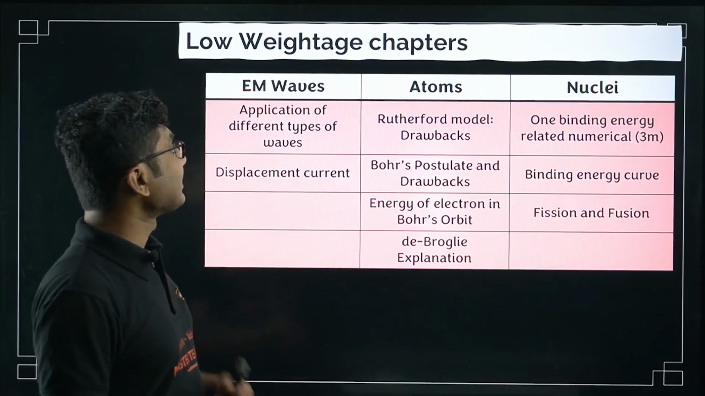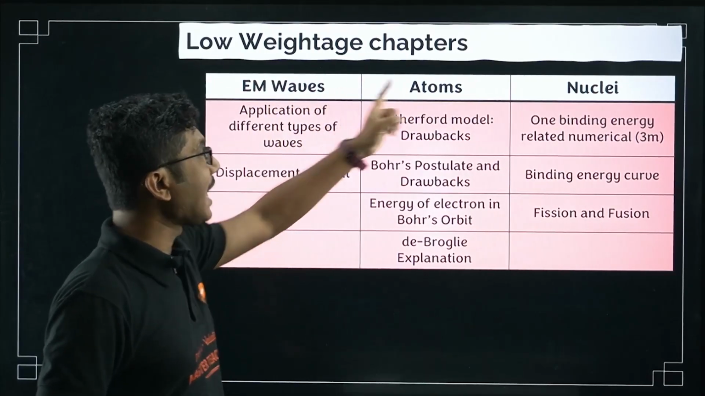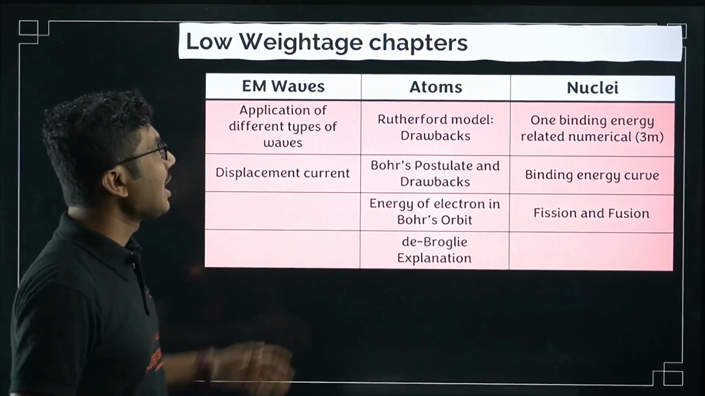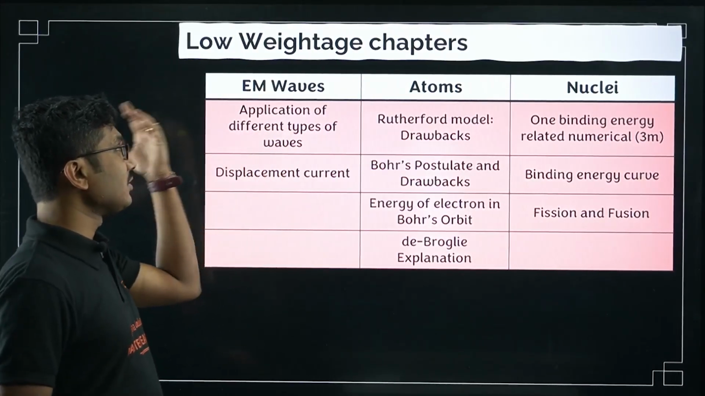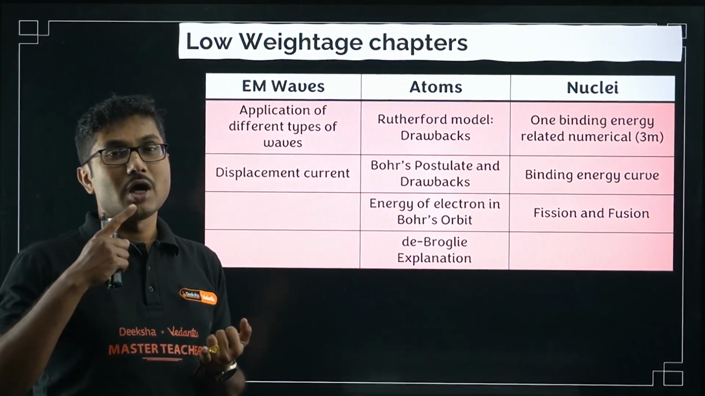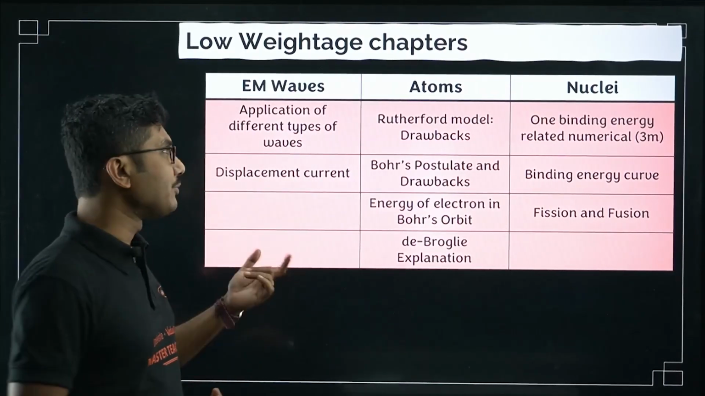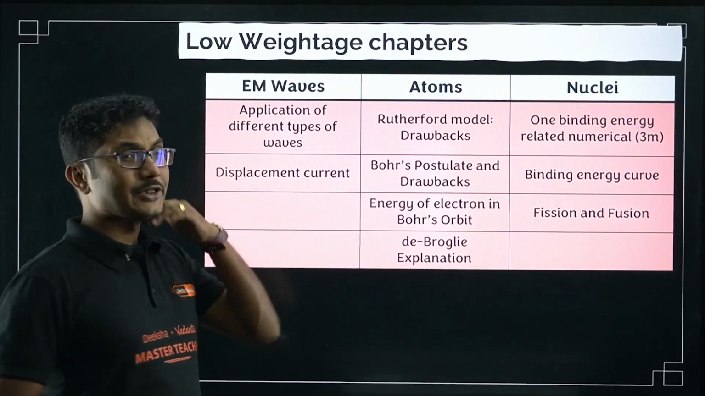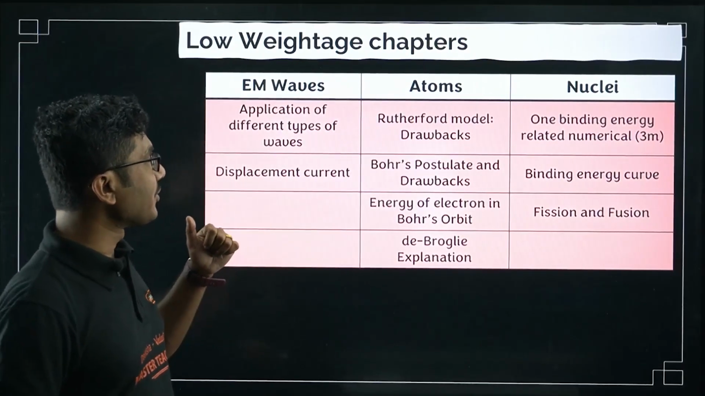Now there are some low weighted chapters. Actually there are 3 low weighted chapters: EM waves, atoms and nuclei. 3 to 4 marks maximum come from each chapter, but there are some important concepts. Application of different types of waves: radio waves, UV rays, microwaves. Based on that, MCQs and 2-marker questions might come from this chapter. Expression for displacement current, and what is displacement current, is also important from the EM waves chapter.